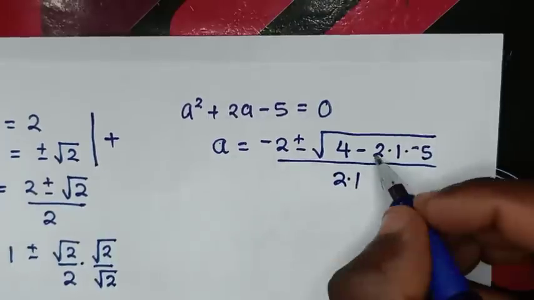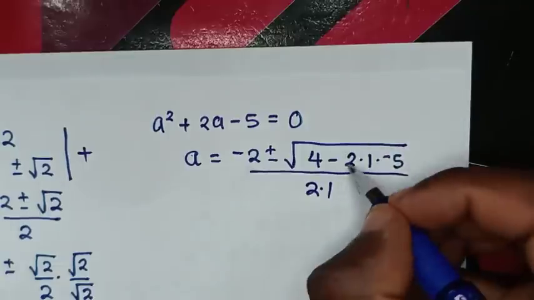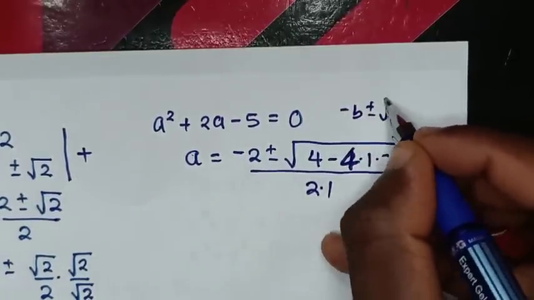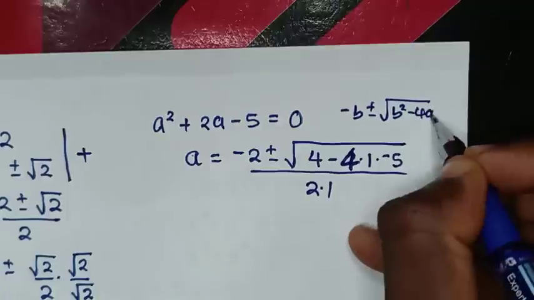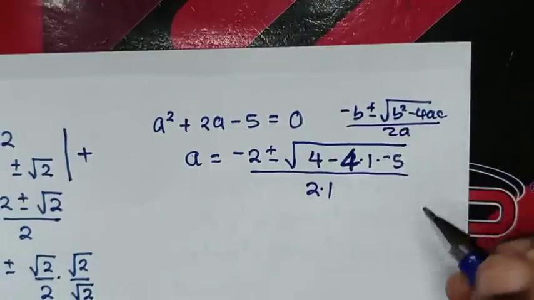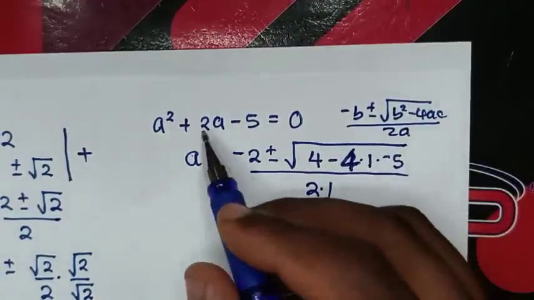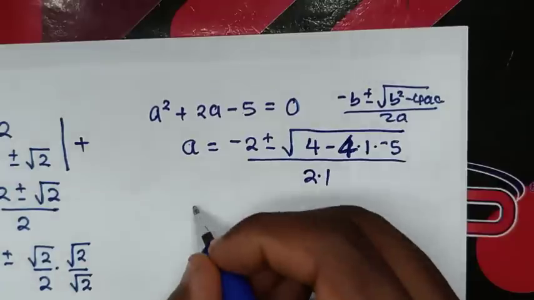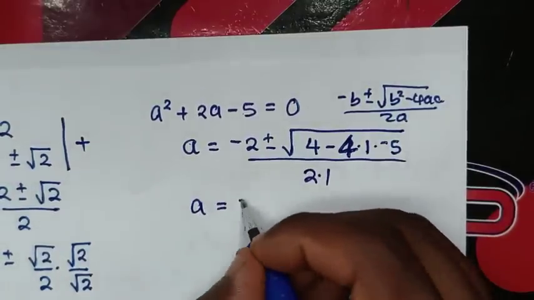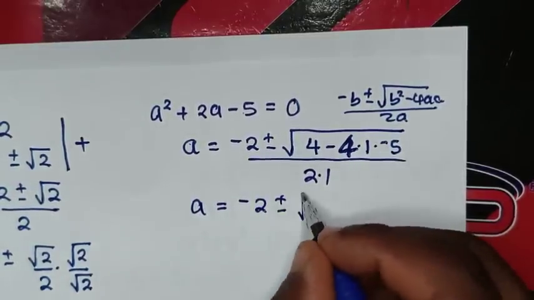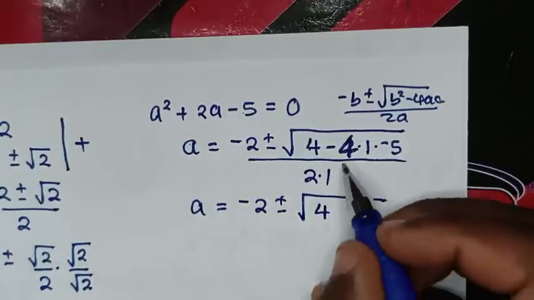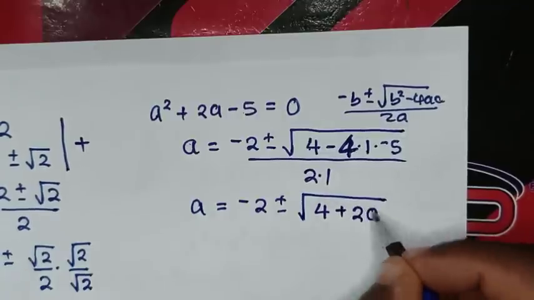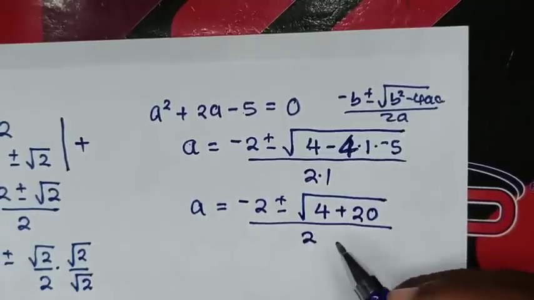Now, you know the quadratic formula here, b is 2. It is negative b plus or minus square root of b squared minus 4ac over 2a. So here b is 2, a is 1, c is negative 5. So it will be a is equal to negative 2 plus or minus square root of 4. Negative 4 times negative 5 is positive 20, then over 2.